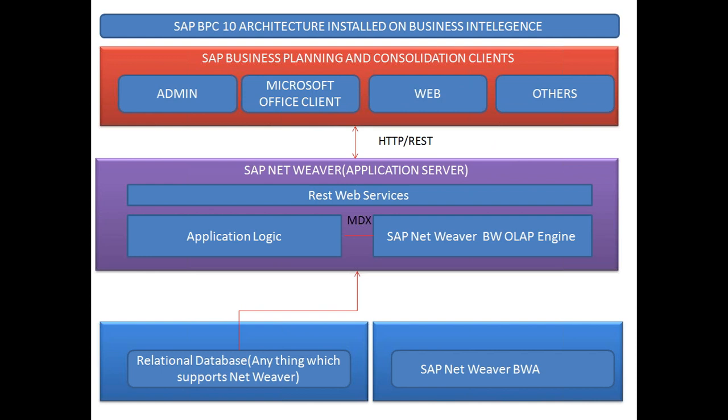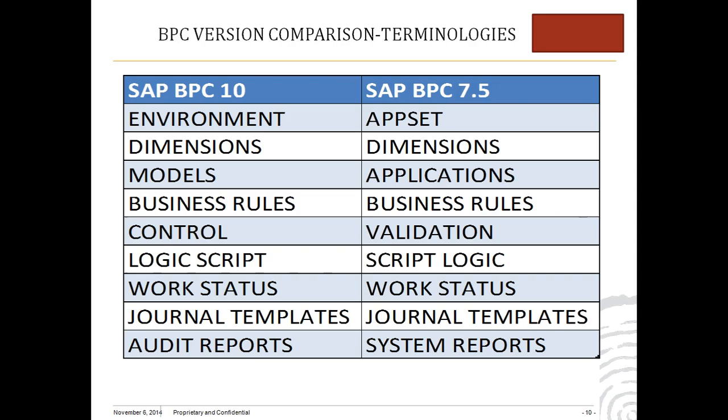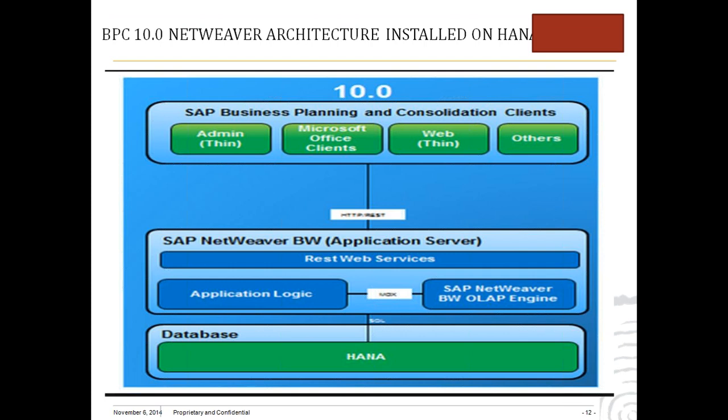Okay, this is my architecture, how the system sits. My BPC will have administration, my Microsoft Office client, web, and others, HTTPS, and this is my architecture. In the same way, NetWeaver is installed on HANA. This is on HANA. This is on my BI database. This is on my HANA database.